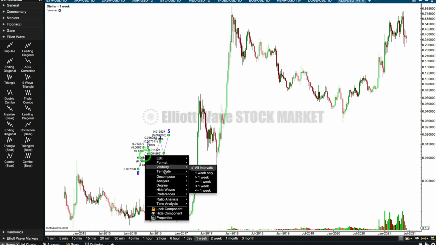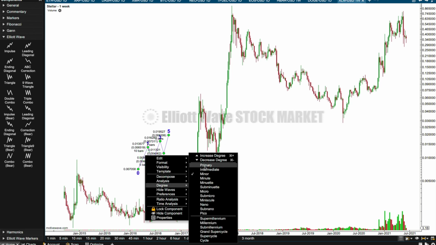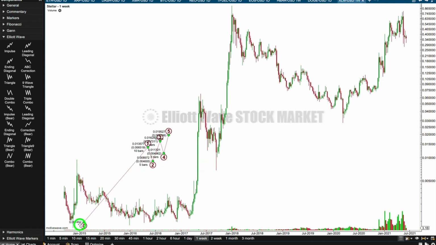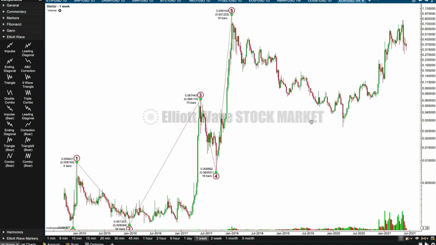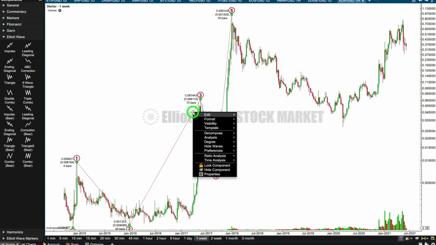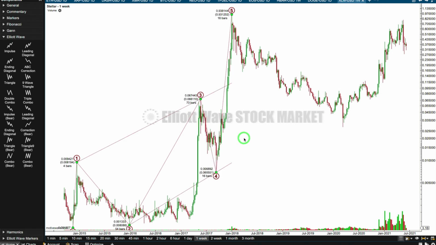I have not seen any cryptocurrencies that began with diagonals. But let's see if it meets the rules for a diagonal. I don't think it will, but let's have a look. It does. Well, it meets the rules regarding wavelengths. 3 is longer than 1, 5 is longer than 3, 4 is longer than 2, but that indicates an expanding diagonal, which requires the trend lines to diverge, and these don't. And diagonal trend lines, just like triangle trend lines, should be strictly adhered to. This one clearly is not.